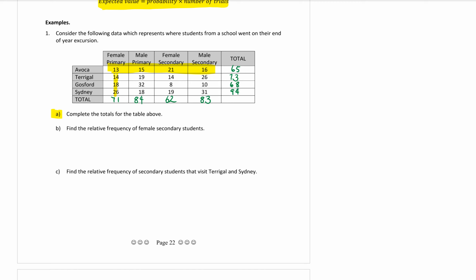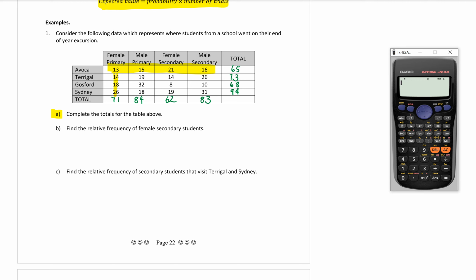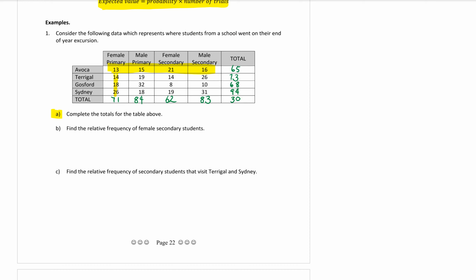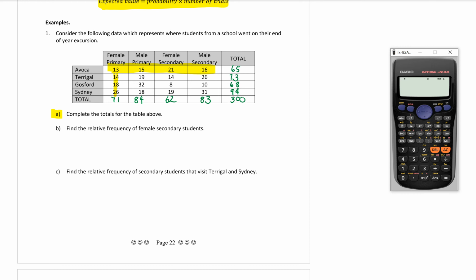To get that last remaining box, we have a choice. We can either add down this column or across the row. You should get the same total either way. So I'm going to go down that column there. So 65 plus 73 plus 68 plus 94 is 300. Okay, you can double check that by going across the row. If you're ever in your test and you just want to make sure that you've got everything done correctly, you just add them both up and you get the same thing.